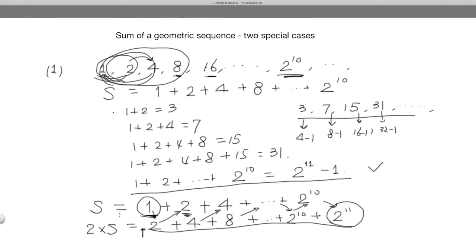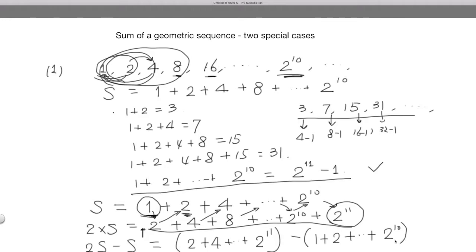Now the next step is taking a difference between the 2S and the S. So in these two equations, I'm going to take the second equation minus the first equation. So the right minus right, left minus left. So 2S minus S is going to equal 2 plus 4 plus up to 2 to the 11, which is the right side of the second equation, minus 1 plus 2 plus all the way to 2 to the 10th.